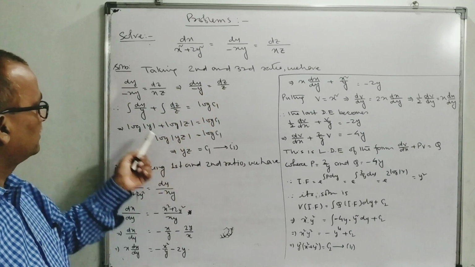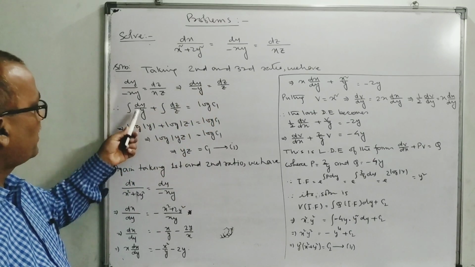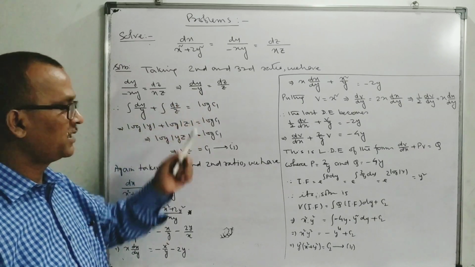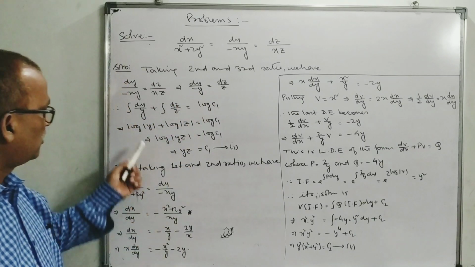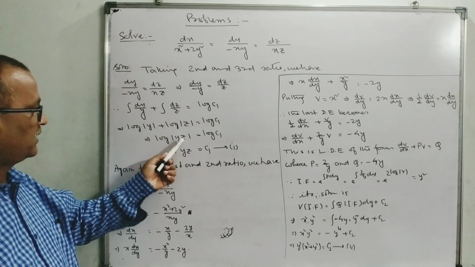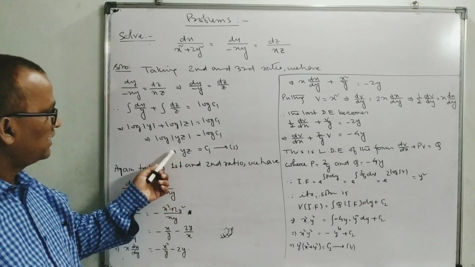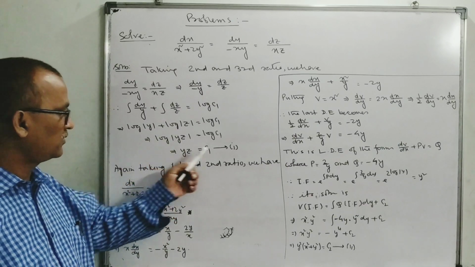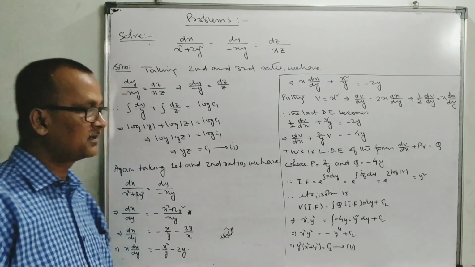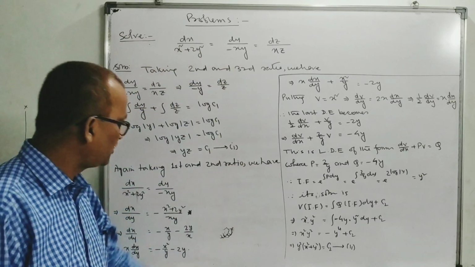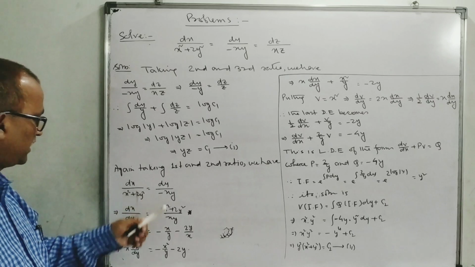After integrating, integration dy by y plus integration dz by z. This is log, therefore we take here log c1. So combining log y and log z, and taking anti-log, log cancels, yz equal to c1. This is one solution, meaning u1 equal to c1. And for the rest, we take the first and second ratio.